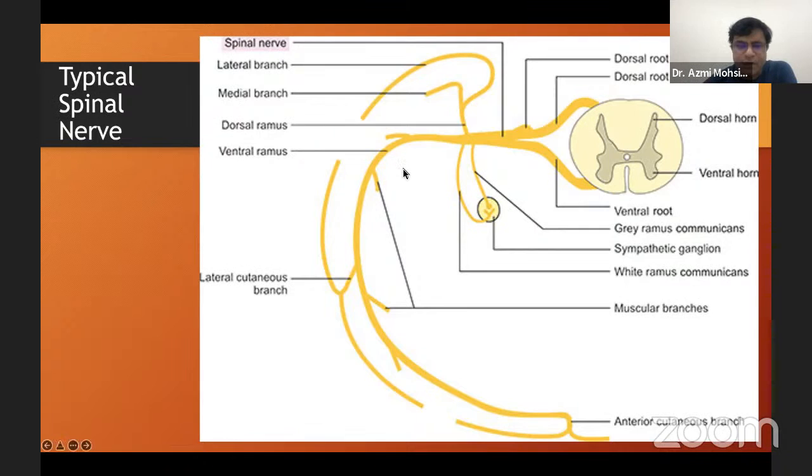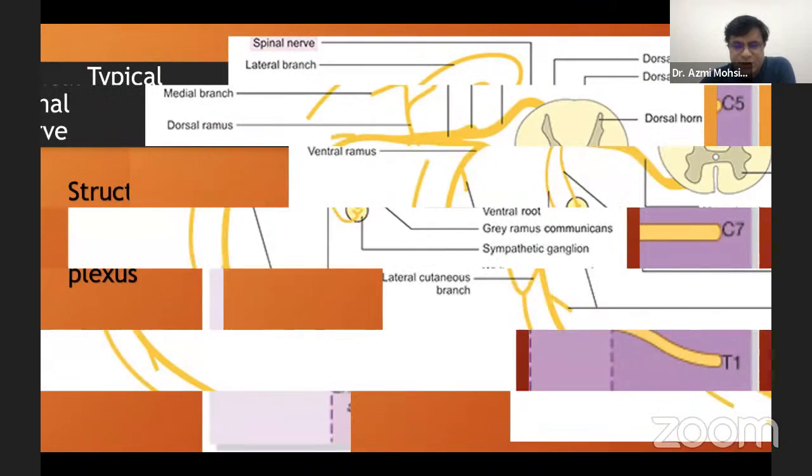So make sure you remember that this brachial plexus, which we're going to study, is not formed by the spinal nerves, rather it is formed by the anterior primary rami. And not only this brachial plexus, but all the plexuses, cervical plexus, lumbar plexus, lumbosacral plexus, all of these plexuses are derived from the anterior primary rami. Okay, so let's begin with the brachial plexus.